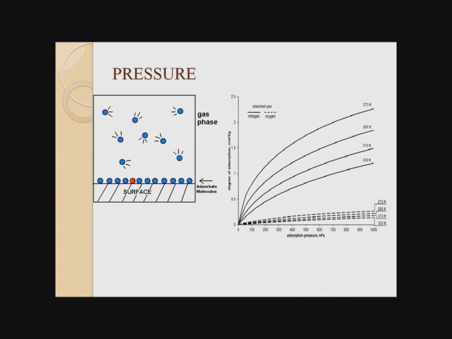Adsorption due to pressure. In the first figure, when we increase the pressure, gas molecules get adsorbed on the surface. And the second figure shows the variation of adsorption of nitrogen and oxygen with pressure at different constant temperatures. It is observed that at low temperature, the adsorption of a gas increases very rapidly as the pressure is increased from small values.